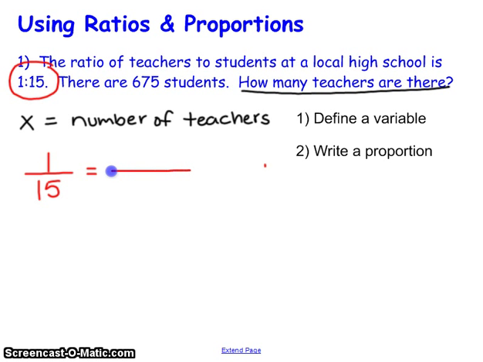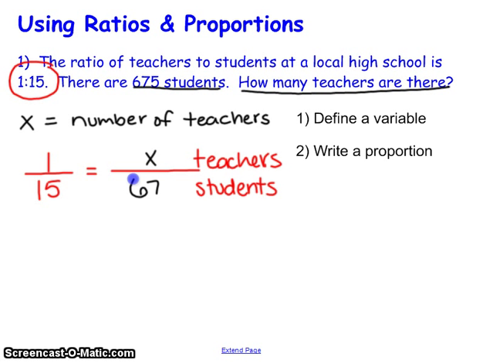and that needs to be equal to another ratio. And it needs to be the same type. It needs to compare teachers on the top to students on the bottom. So we need to write another ratio of teachers to students. Now, in this case, we're going to have our variable come into play. So we don't know another number of teachers, so I'm going to put the x up there. We do know another number of students. We know that there are actually 675 students, so that's going to go on the bottom. One teacher for every 15 students, actually x teachers, actually 675 students.